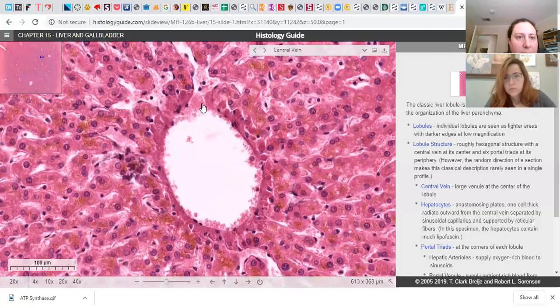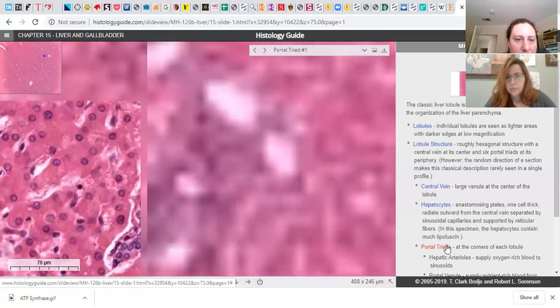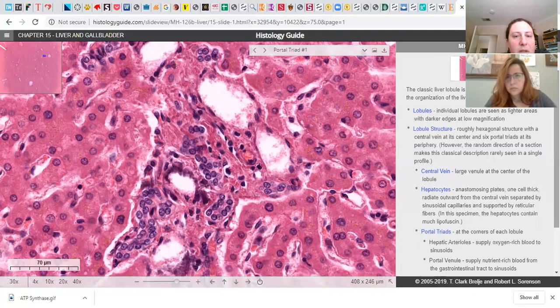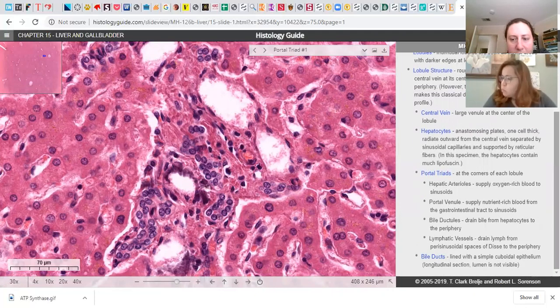Okay, and like here you can see the spacing, those are bile canaliculi running between all of these hepatocytes. So then when we go to the triads, we'll start with the one that it's actually pointing out to us. So we're going to have three different circular things, right, that we're trying to identify. The artery is always going to be the one with the thickest walls.